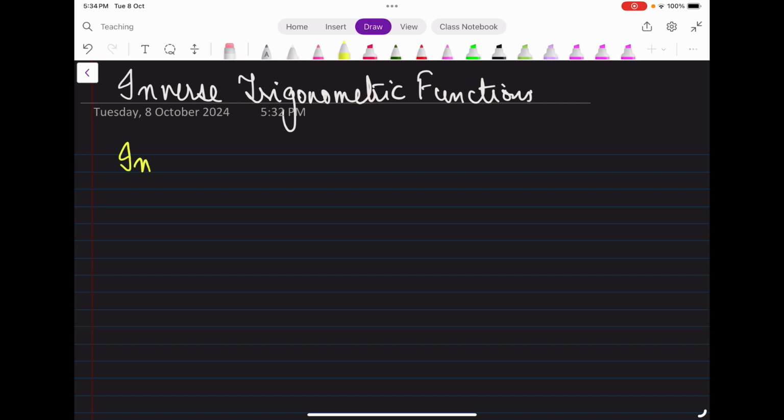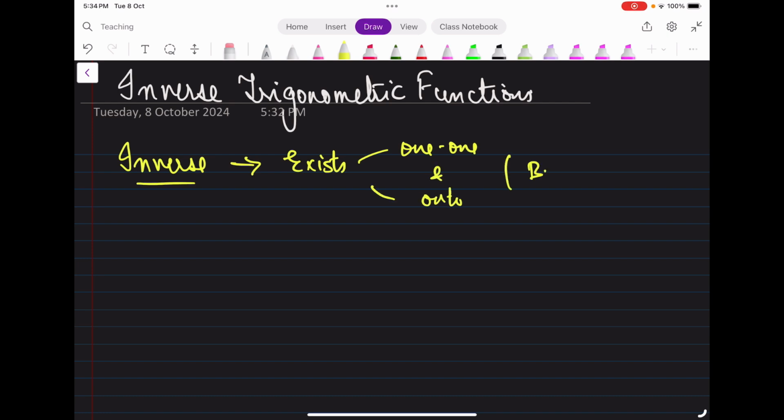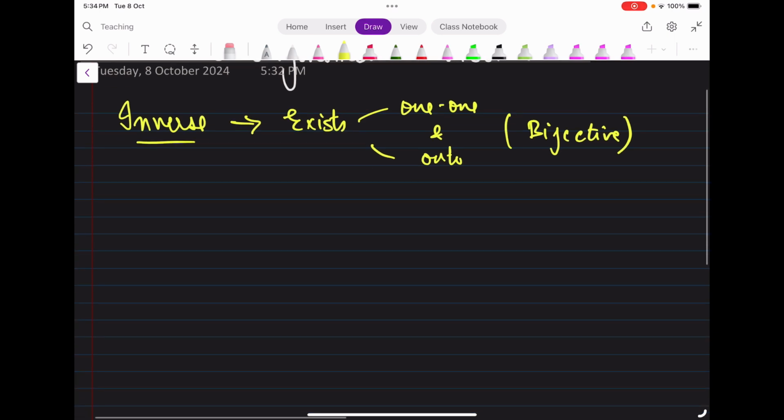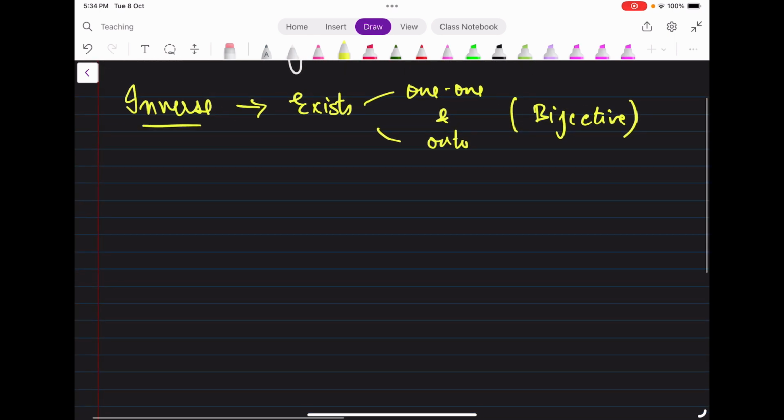Whenever we talk about the inverse of a function, when does the inverse exist? The inverse of any function exists if and only if the function is 1-1 and onto, that is, we can also call it bijective. So whenever the function is bijective, we can find the inverse of that particular function. But now if we talk about the trigonometric functions, let us talk about sin x.